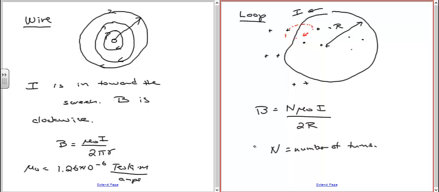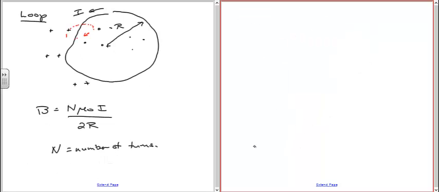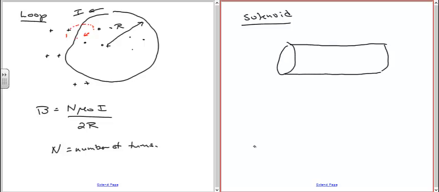And then the final thing was for a solenoid. What a solenoid looks like is this tube that has a length to it. So this is the length of the solenoid. And instead of loops, you have loops per length. So this would be the number of loops, this would be the length. N is the number of loops per length.